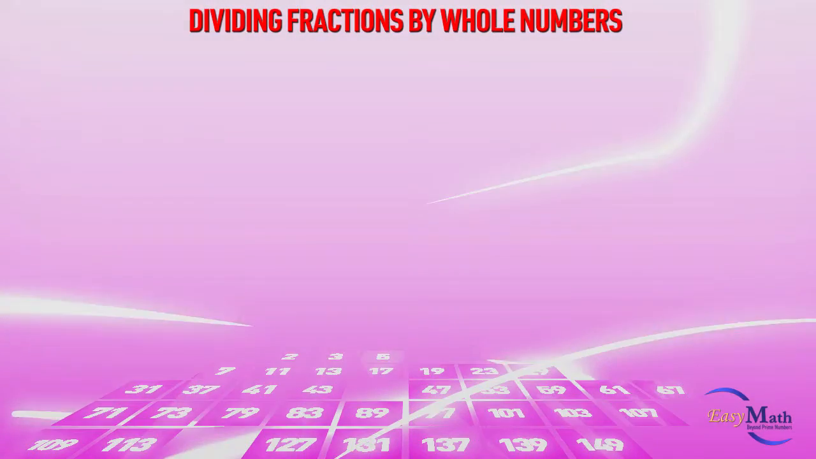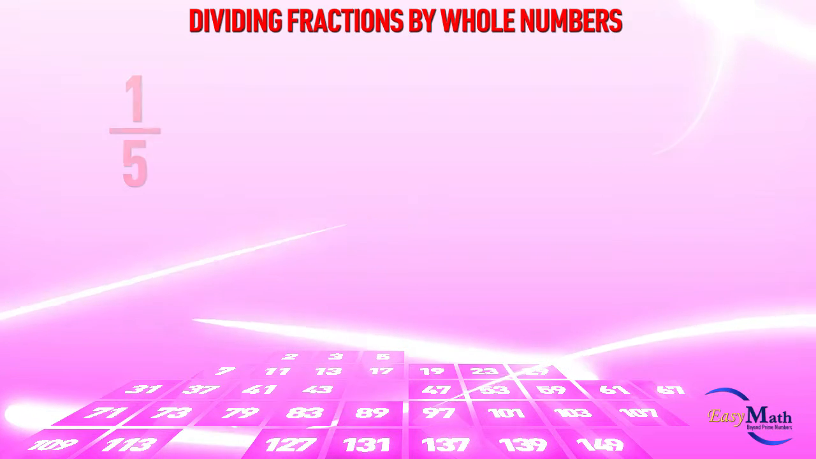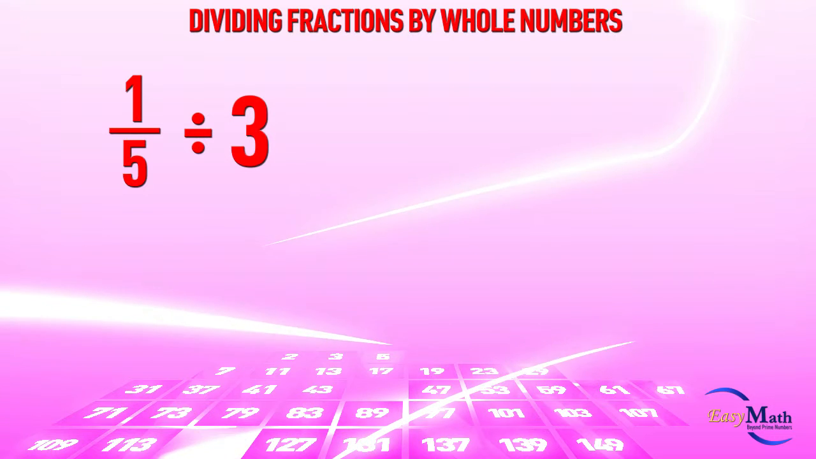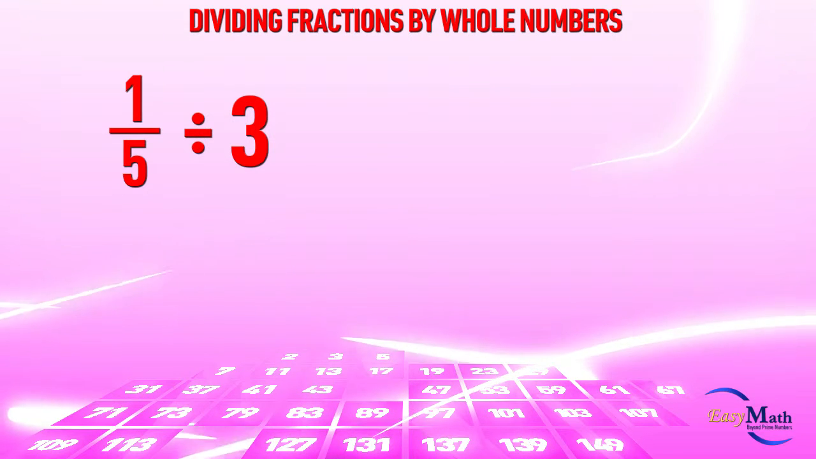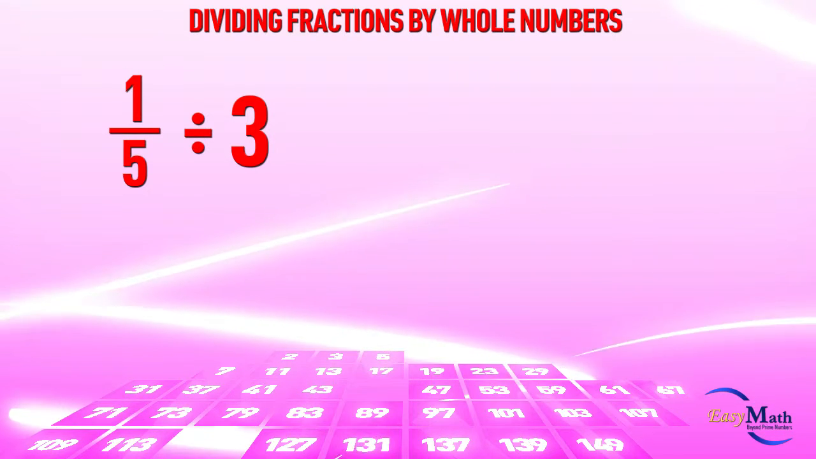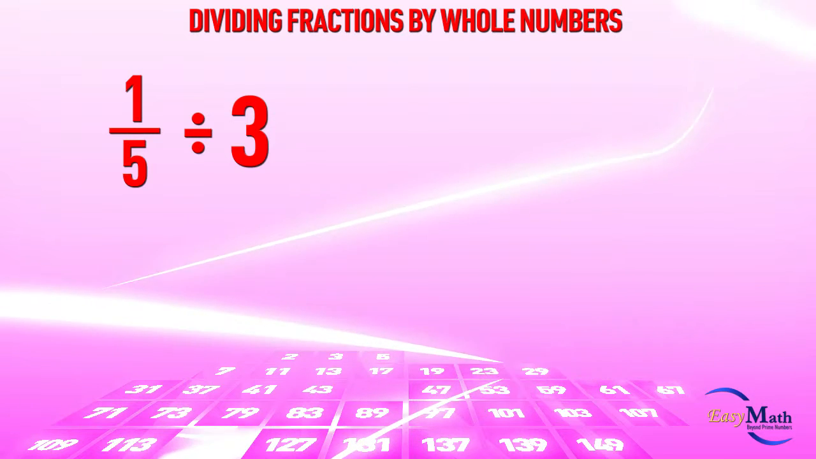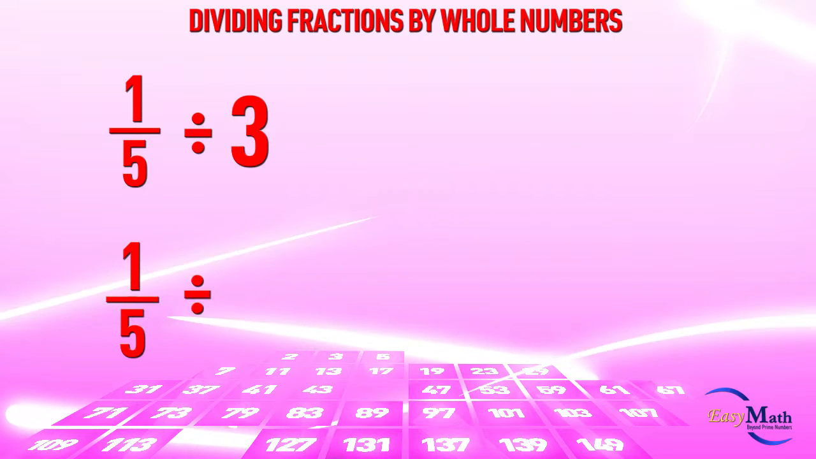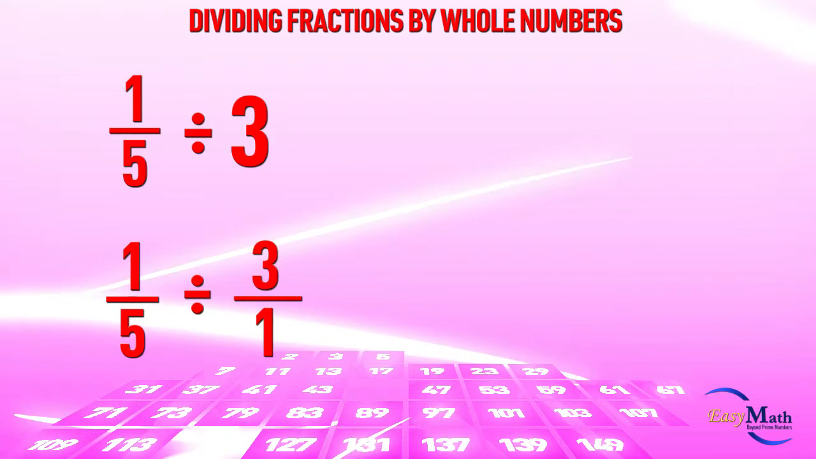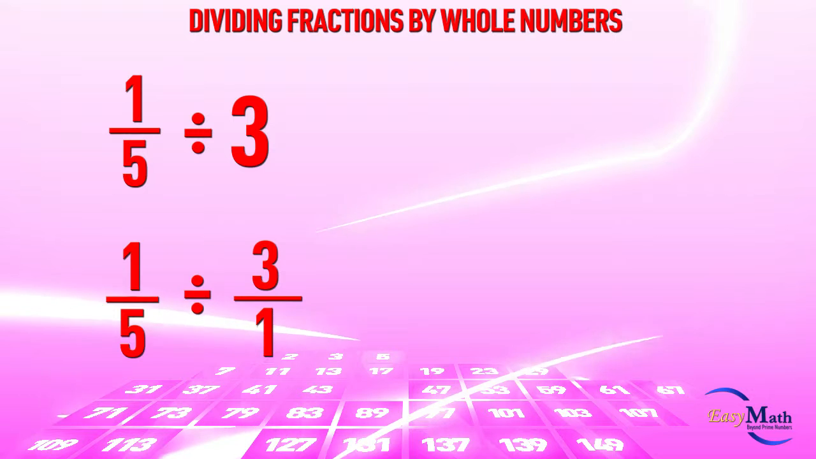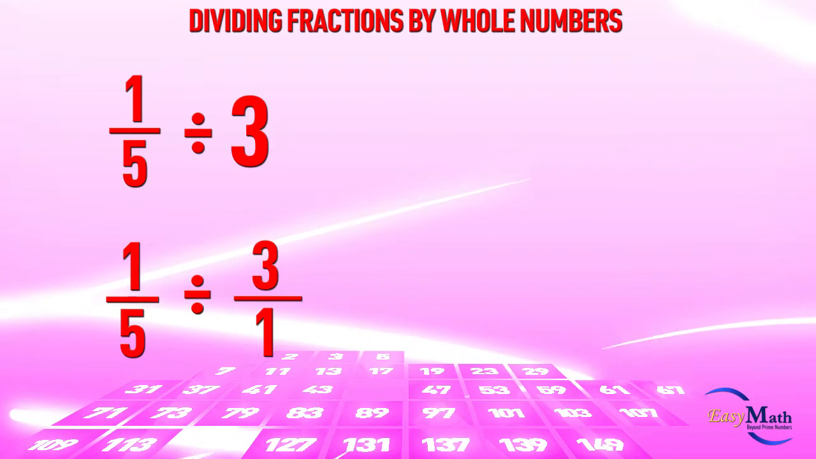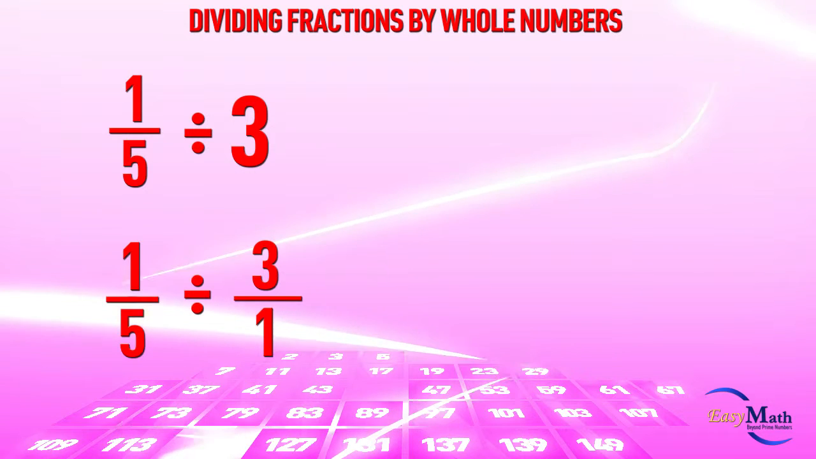So let's say we have 1/5 and we want to divide 1/5 by 3. How do we go about doing that? Well, first let's convert this 3 into an improper fraction. So we're going to say 1/5 divided by 3 over 1. Now we have nothing but fractions to work with. But because it's a division, we still need to change that to a multiplication problem.